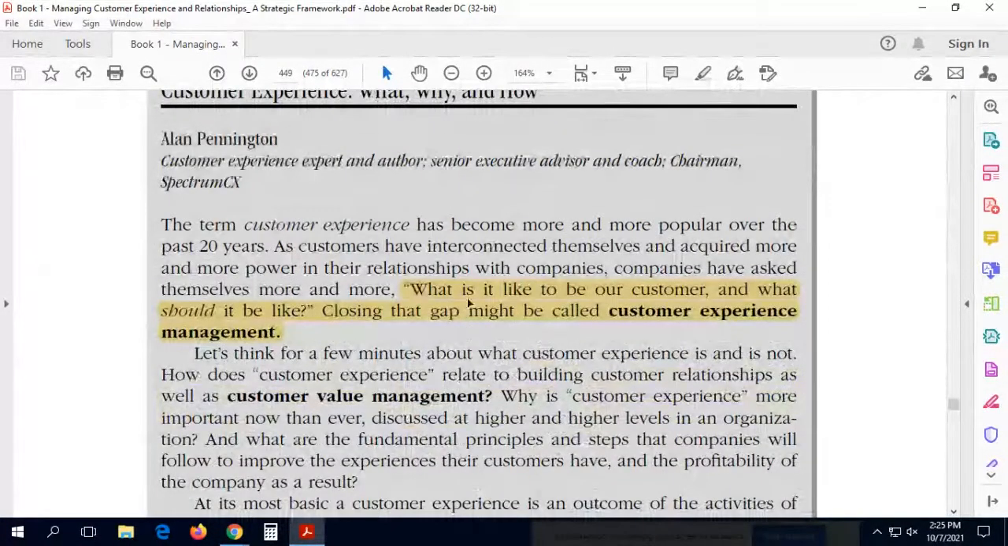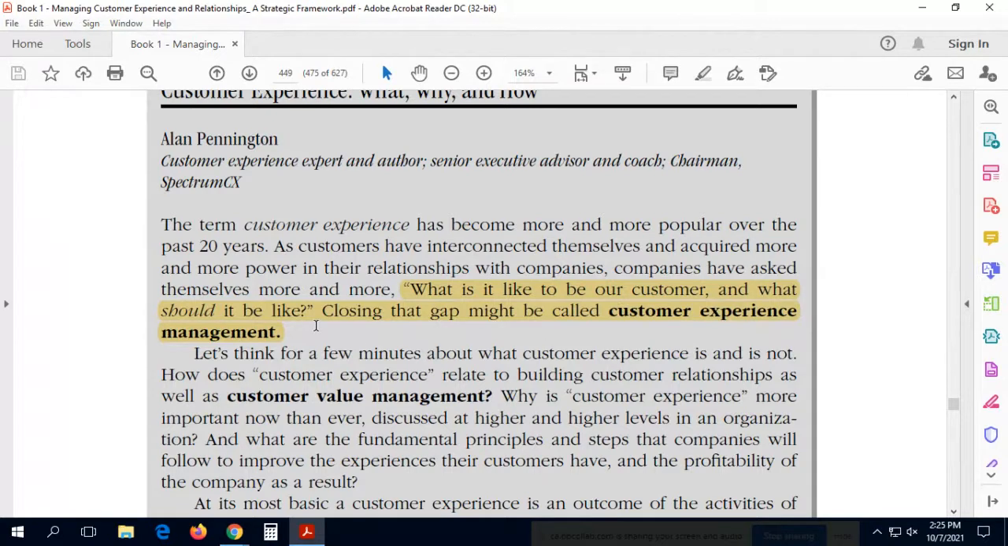These are some things which you would want to think about. What is it like to be our customer, and what should it be like? This is a good question, where it will show you some type of gap, and closing that gap might be called customer experience management. How the customer felt, how their experience was. You look at the customer experience and say, what is it like to be our customer in the real world? What is the experience like?